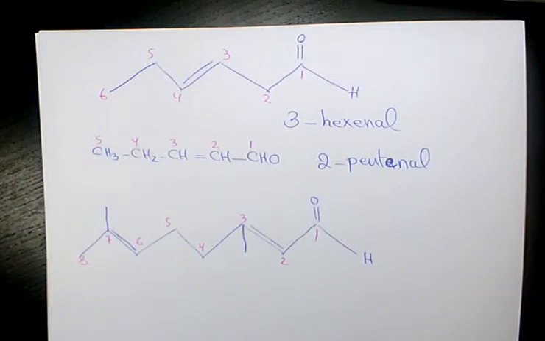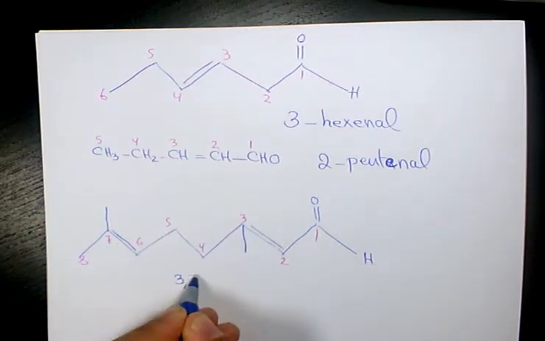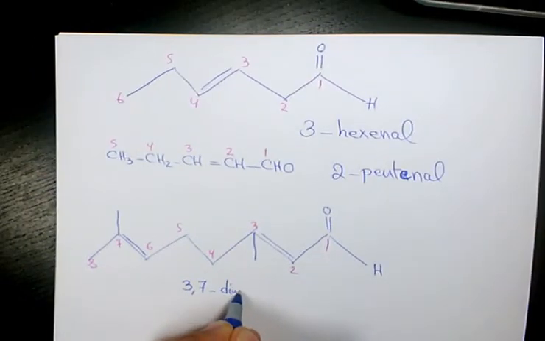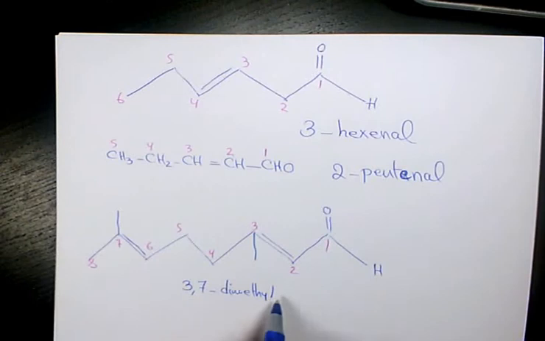So what we need to do, we need to have the methyls first. We have 3 and 7 dimethyl, 2 and 6 diene, because we have 2 double bonds, diene.